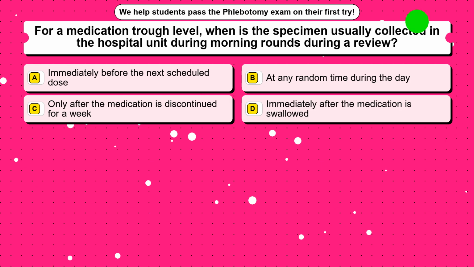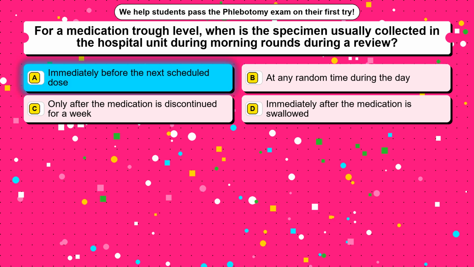Question 53. For a medication trough level, when is the specimen usually collected in the hospital unit during morning rounds during a review? Option A. Immediately before the next scheduled dose. Option B. At any random time during the day. Option C. Only after the medication is discontinued for a week. Option D. Immediately after the medication is swallowed.